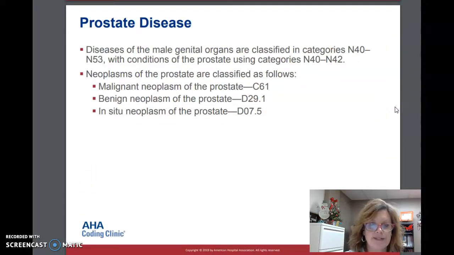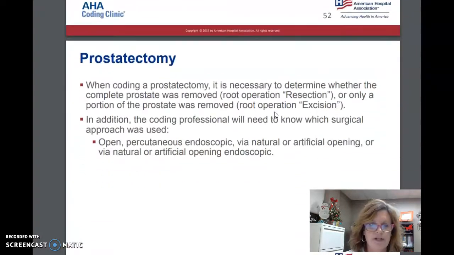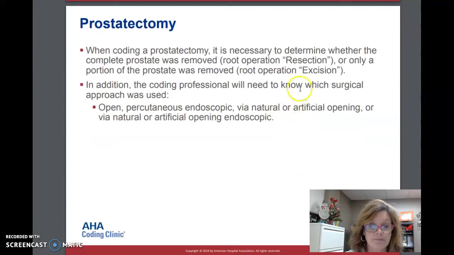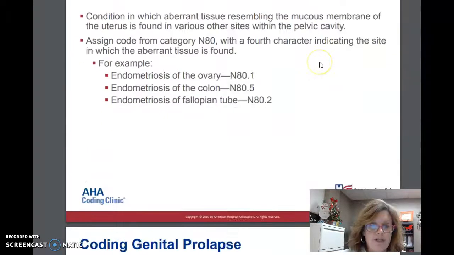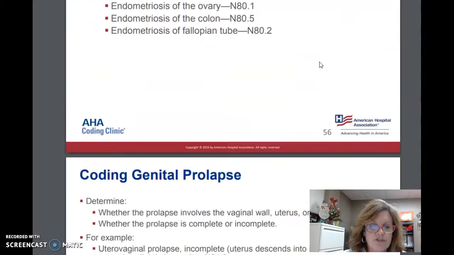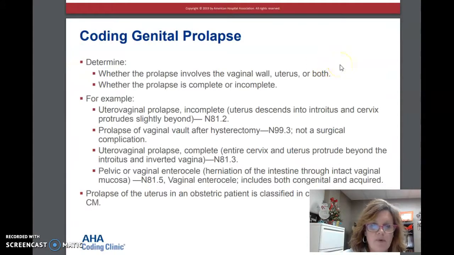We have prostate disease, which again, we talked about a lot in the neoplasm section. All right, prostatectomies. Again, remember, if the complete prostate was removed, then it's resection. If only a portion, then it's going to be excision. So it all depends. All right, endometriosis. This chapter does cover a wide array. Okay, then we have a genital prolapse.